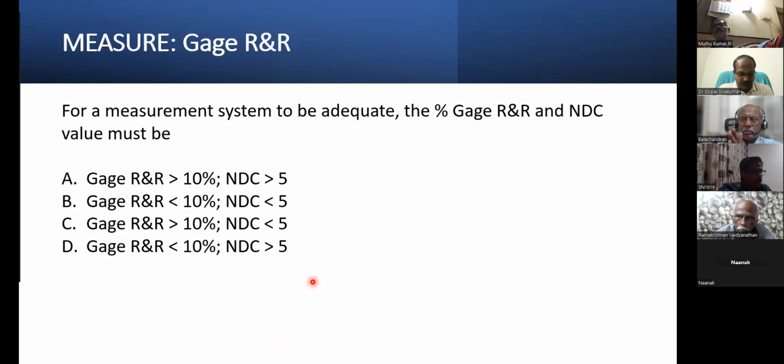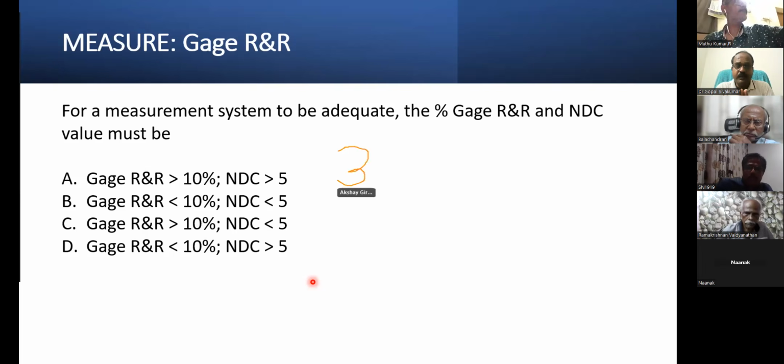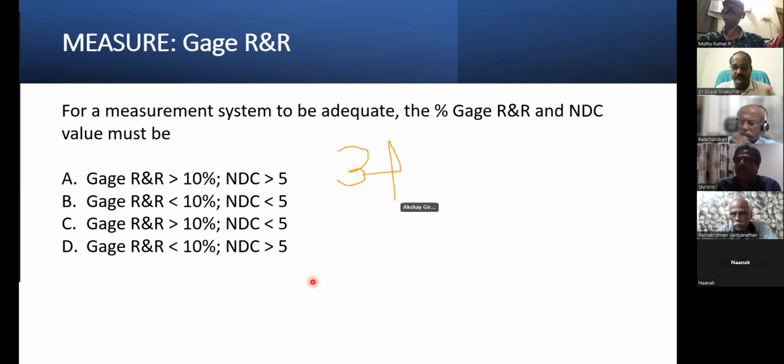NDC is calculated based on the data produced by the measurement system. You are doing a pilot study of the measurement data collection. Your team has collected, let's say, 90 data points. With the 90 data points, you are calculating NDC, and the NDC must be above 5. While designing your measurement study, it is always a good idea to keep 10 parts covering the entire range. You remember we discussed 10 parts.